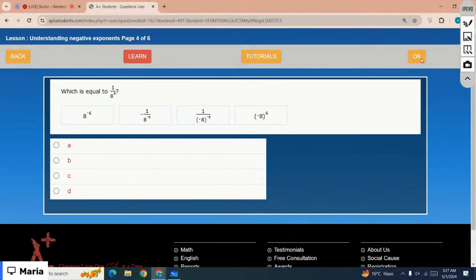The correct option is option number 1. It would be 8 exponent negative 6 is the correct option. The correct option is option number 1.